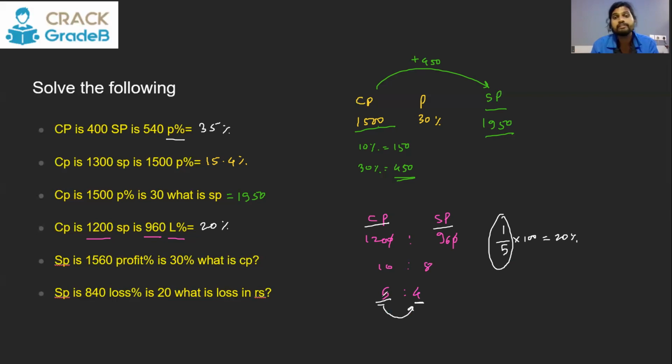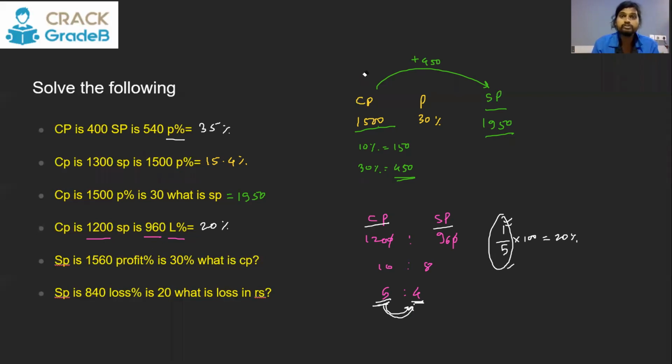Please say this to yourself: 5 rupees worth of stuff you are selling for 4, hence there is a loss of 1. Because sometimes a mistake might happen. You might take the fraction as 5 by 4. But the fraction is not 5 by 4 here. The fraction is 1 by 5. So please maintain this. Next.